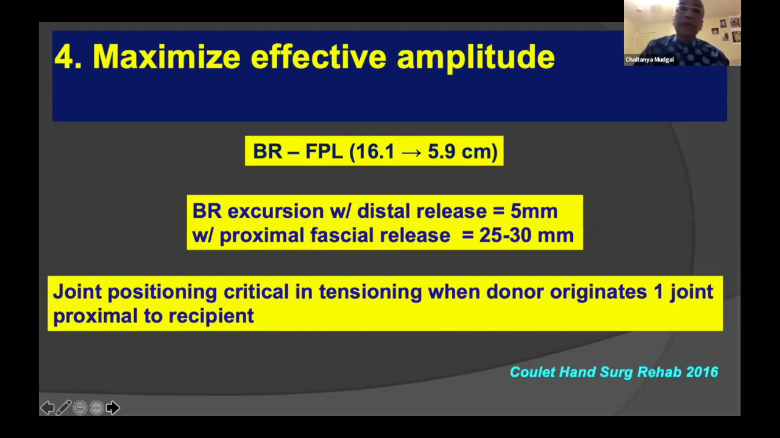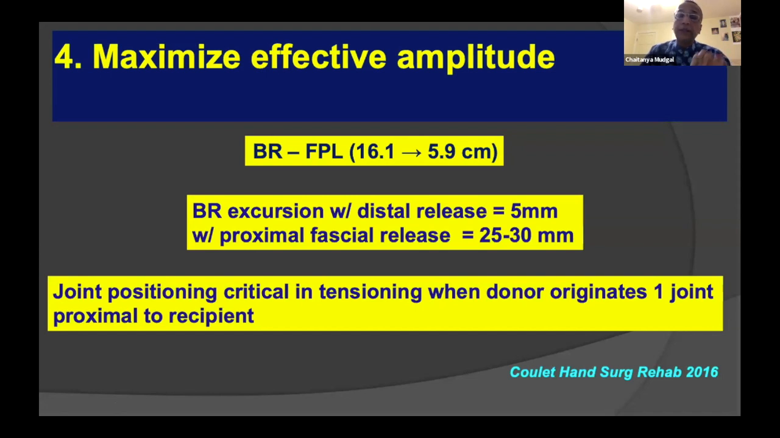In addition to setting tension, you have to also maximize the effective amplitude. Now, what do I mean by that? Effective amplitude is what we get in the operating room. Total amplitude is the combination of passive excursion and active flexion. You always want to transfer a tendon with a longer fiber length to one with a shorter fiber length, as shown here. If you take the brachioradialis, its excursion with just a minimal distal release is only about 5 millimeters, and that is because it has such dense connections to the forearm fascia. But the minute you release those, its excursion becomes 25 to 30 millimeters, making it far more effective.